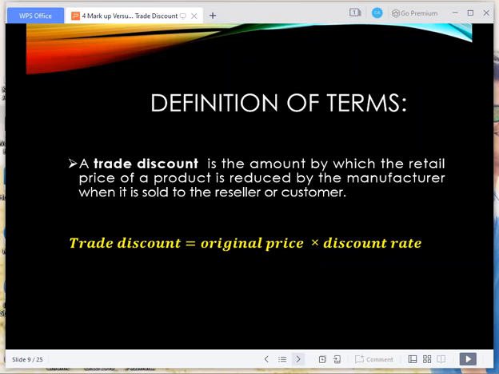So by definition again, you have here our formula. Trade discount is equal to the original price multiplied by the discount rate. Again, the trade discount is already the amount that is reduced. And the original price is the selling price, and the discount rate, of course, is your markdown rate.